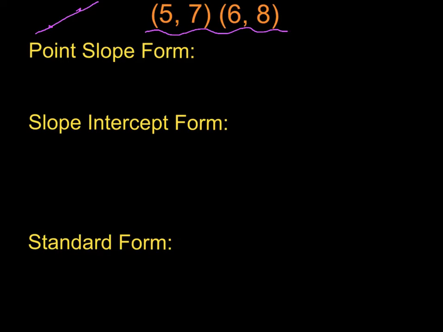So, point-slope form. First, let's find the slope between 2 points. Let's find the change in the y values, 8 minus 7, divided by the change in my x values, 6 minus 5, which is 1 divided by 1, which is 1. So my slope is 1, and now I need to pick one of the points. It does not matter which point.